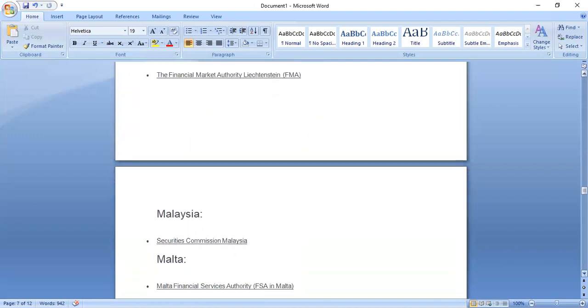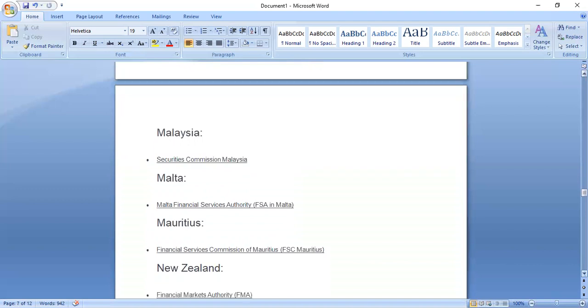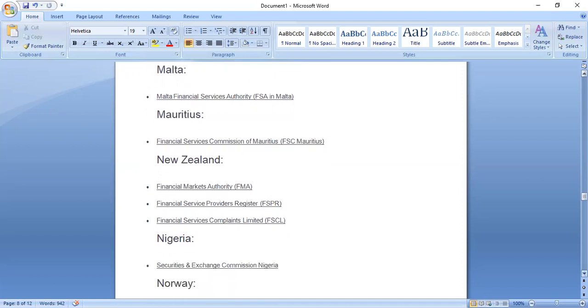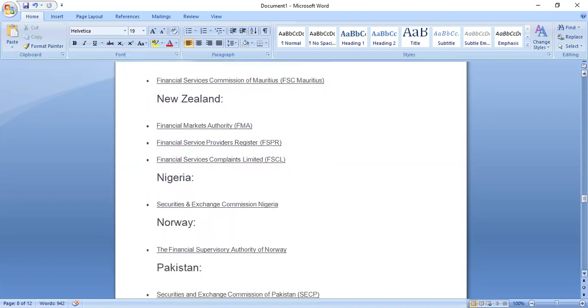In Malaysia, we have the Securities Commission, Malaysia. In Malta, we have the Malta Financial Services Authority, which is the FSA in Malta. In Mauritius, we have the Financial Services Commission of Mauritius, FSC Mauritius. In New Zealand, we have the Financial Markets Authority, FMA. And then we also have the Financial Service Providers Register, which is FSPR. And then we also have the Financial Services Complaints Limited, that is FSCL.